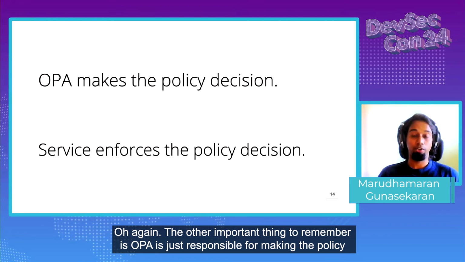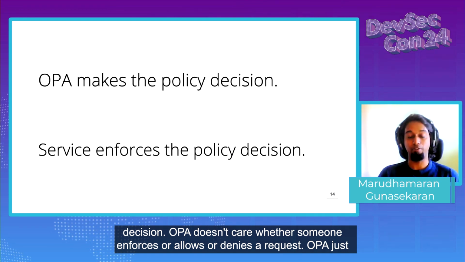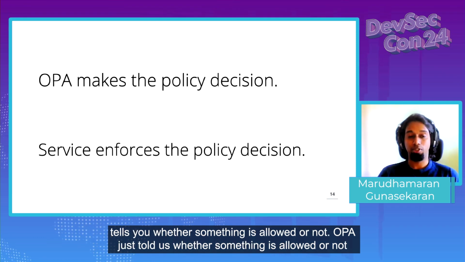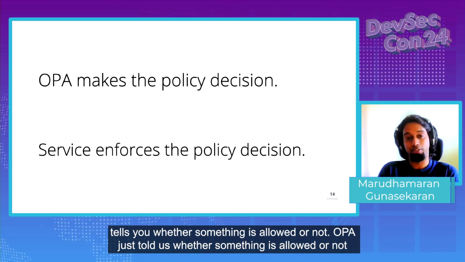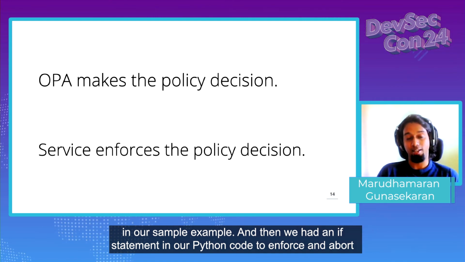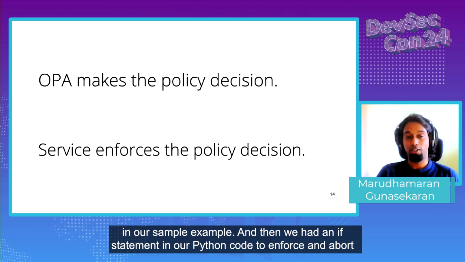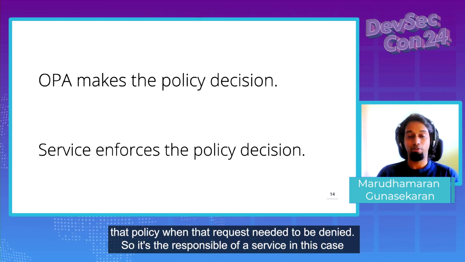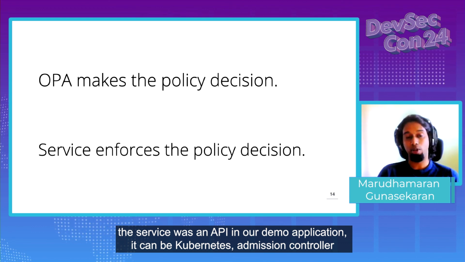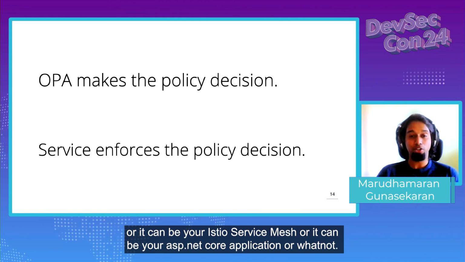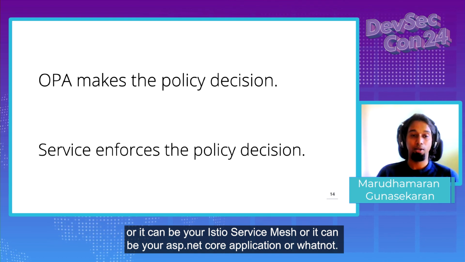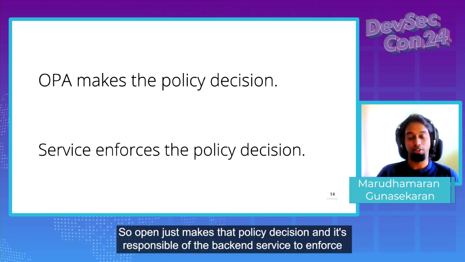Again, the other important thing to remember is OPA is just responsible for making the policy decision. OPA doesn't care whether someone enforces or allows or denies a request. OPA just tells you whether something is allowed or not. OPA just told us whether something is allowed or not in our sample example. And then we had an if statement in our Python code to enforce and abort that policy when that request needed to be denied. So it's the responsibility of a service, in this case, the API in our demo application. It can be a Kubernetes admission controller, or your Istio service mesh, or your ASP.NET Core application, or whatnot. So OPA just makes that policy decision, and it's the responsibility of the backend service to enforce that policy decision.